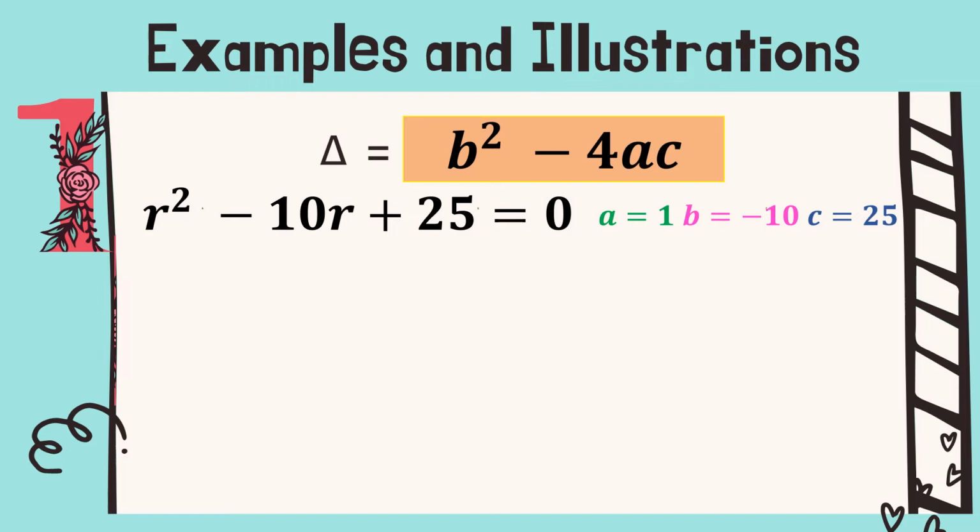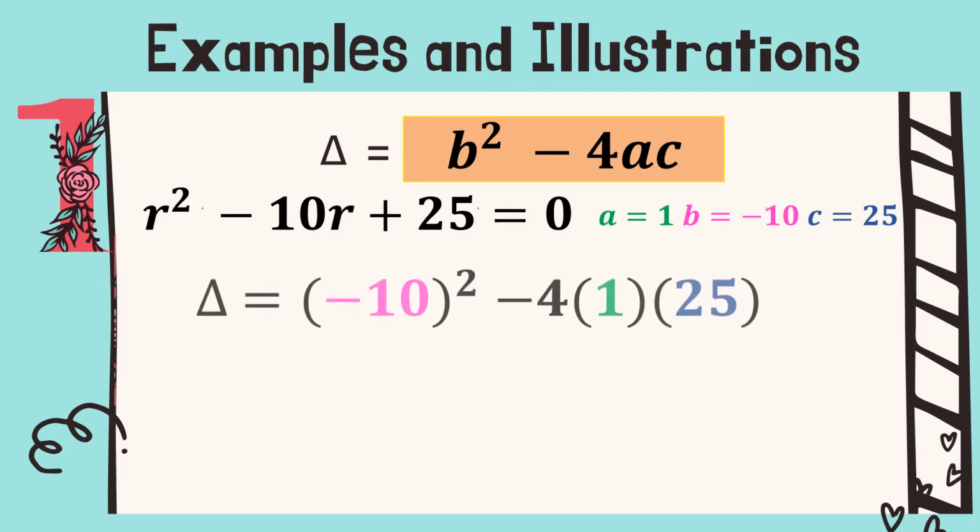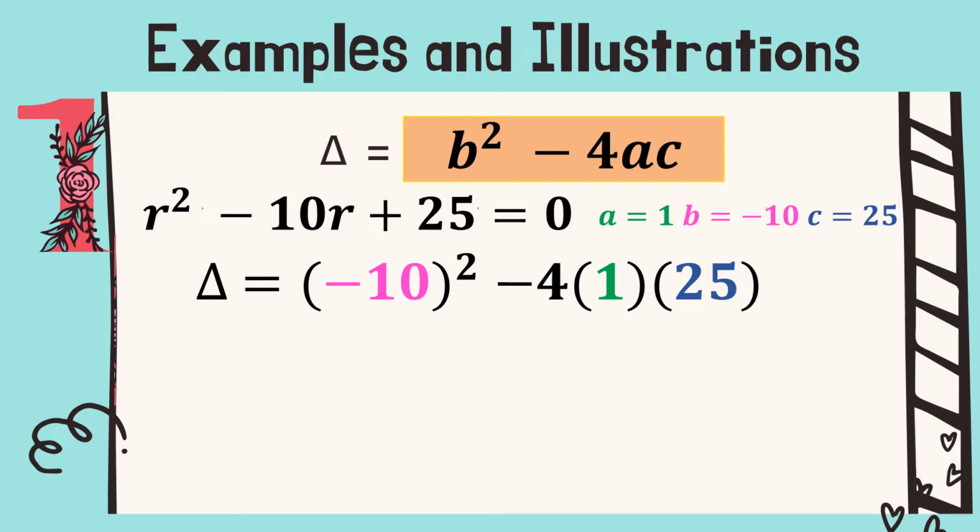Using the discriminant formula b squared minus 4ac, let us substitute the values of a, b, and c. So we will have the discriminant value is equal to negative 10 squared minus 4 times 1 times 25. So here, negative 10 is the value for b, and positive 1 is the value of a, and 25 is the value of c.